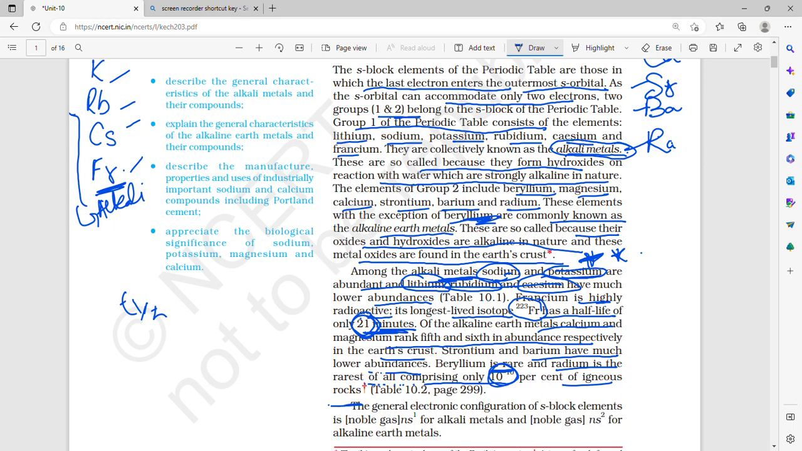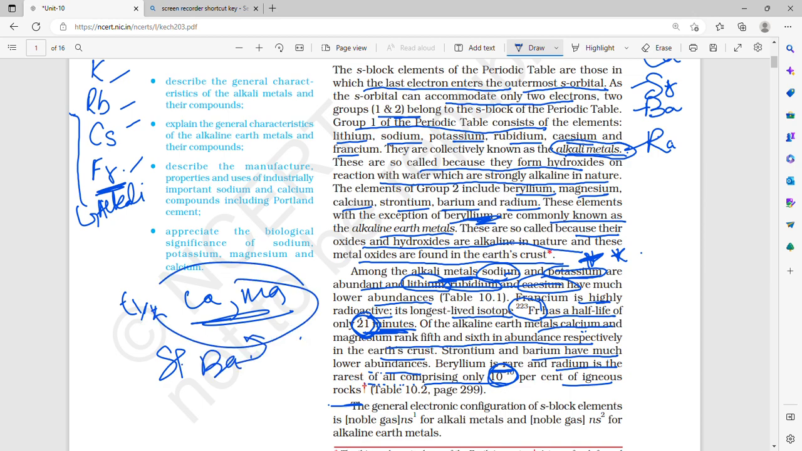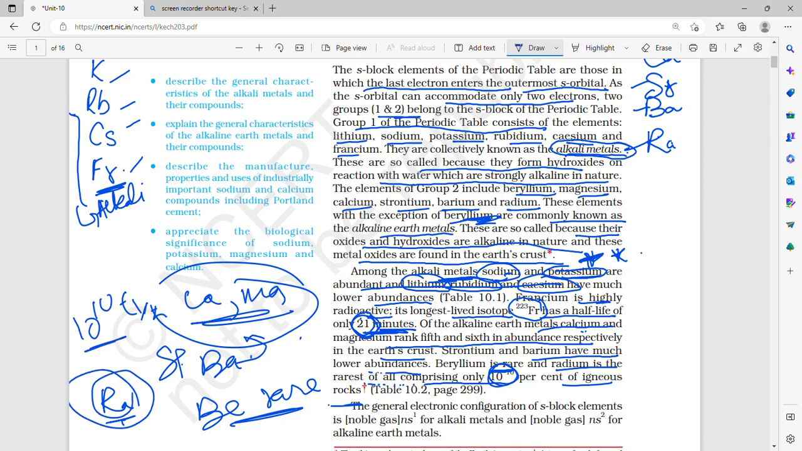So in alkaline earth metals, calcium and magnesium are ranked 5th and 6th in abundance, that is they are of greater abundance, calcium and magnesium. Whereas strontium and barium both have lower abundances as compared to calcium and magnesium. Beryllium is rare, and radium is the rarest of all, even rarer than beryllium, and it only comprises 10 to the power 10% of igneous rocks.